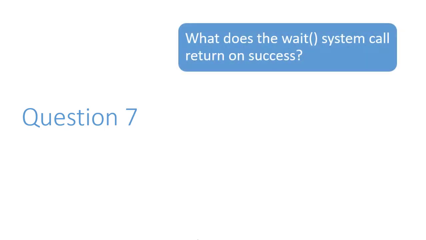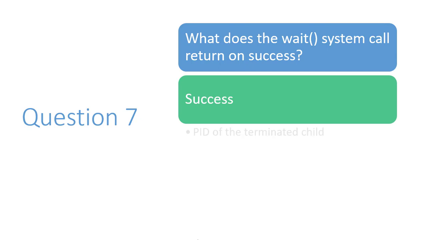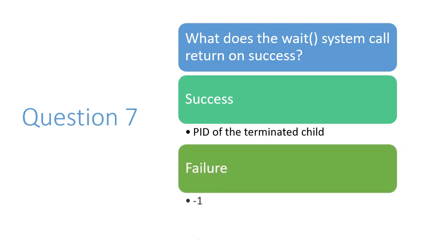Last question. What does the wait system call return on success? So on success, the wait system call returns the PID of the terminated child. Remember, we were using the wait system call within the parent to wait for the child to finish. So whatever was the PID of that child process which has finished, it's going to return that. On failure, it is going to return -1.